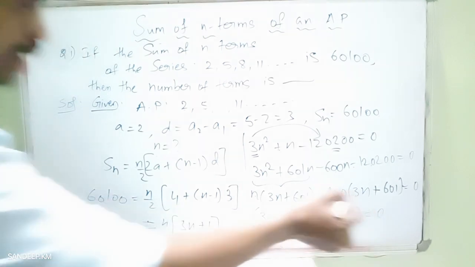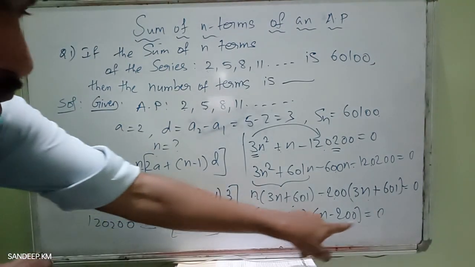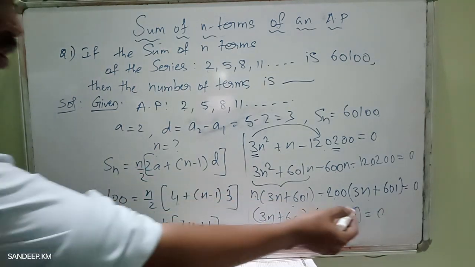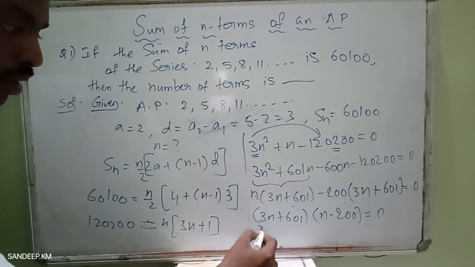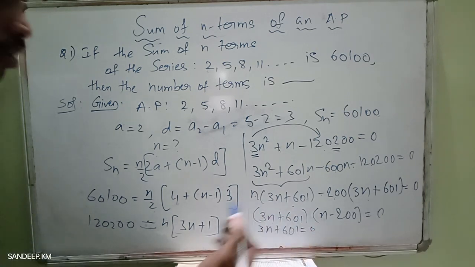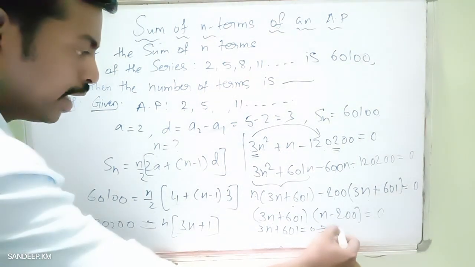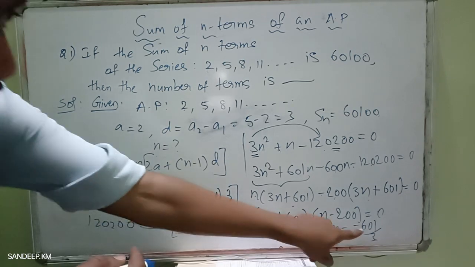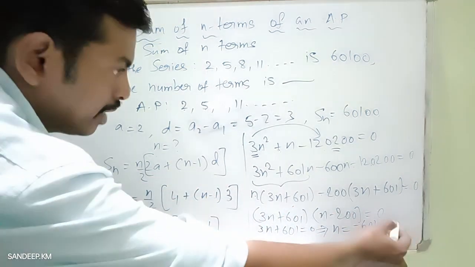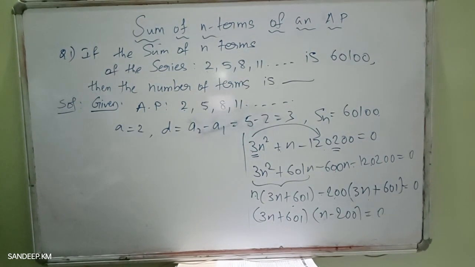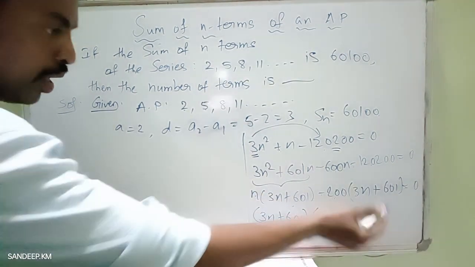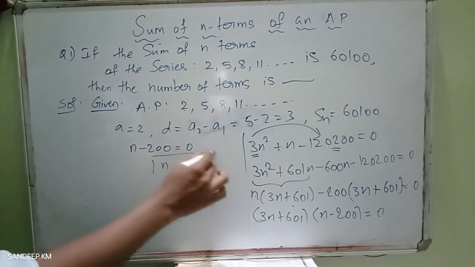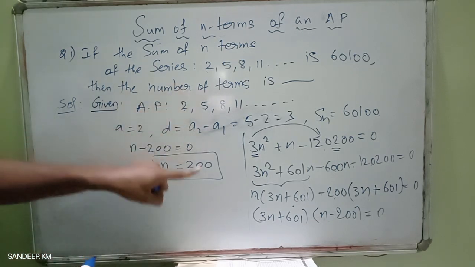The factorization is completed. Now the product of two things equal to 0 means either the first one must be 0 or the second one must be 0. If I take the first one to 0, I'll get 3n plus 601 equal to 0, and therefore n is equal to minus 601 divided by 3. But n, the number of terms, cannot be negative. So we are not going to take this particular value. And if I take n minus 200 equal to 0, we'll get n is equal to 200. Therefore, the number of terms is 200.